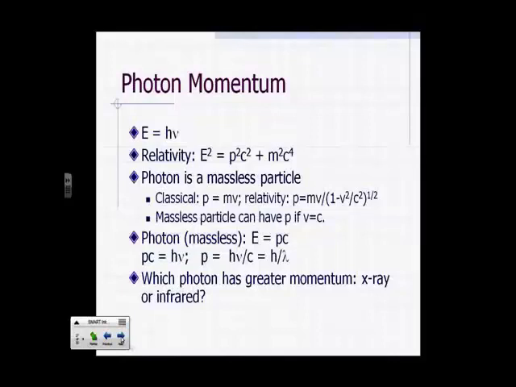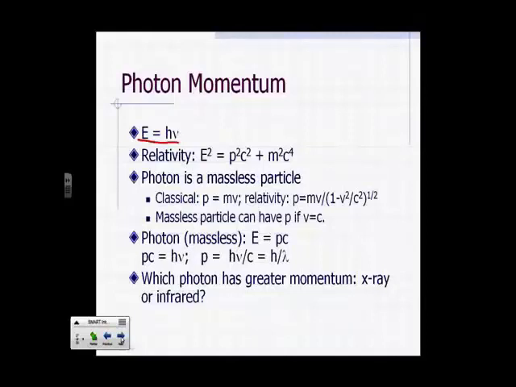Let's talk about photon momentum now. We said that light has a dual nature, right? We said that in some instances, the behavior of light is best interpreted in terms of a wave. And in some cases, its behavior is best interpreted in terms of it being made up of particles called photons. Now, the energy of each photon, we said, is going to be equal to h nu.